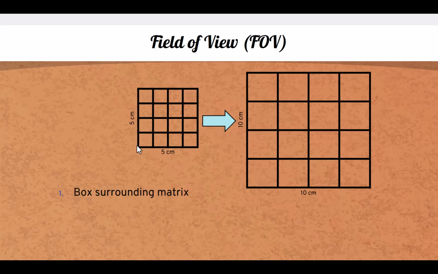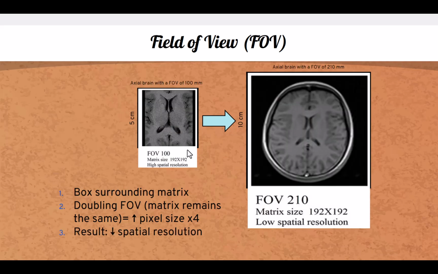Field of view, once again, is the box that surrounds the matrix. Doubling your field of view, as the matrix remains the same, will increase your pixel size by a factor of 4. So you can see here, as you double the field of view, the pixel size over here is 4 times as large as over here, because you're not only doubling the height, but also the width. As a result, you're going to decrease your spatial resolution.